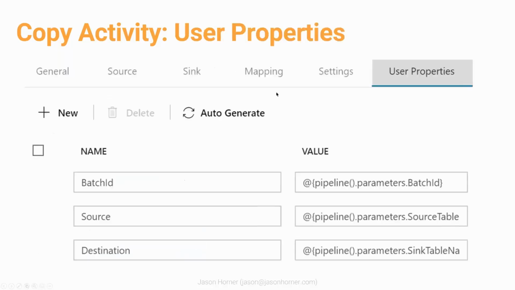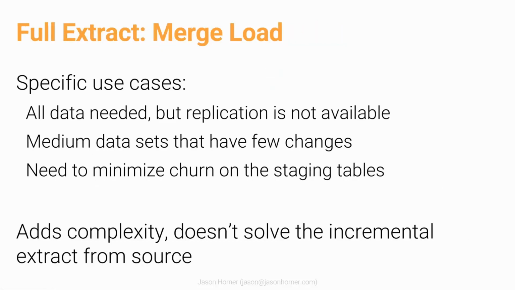And then I can also put some user properties. So these can be useful. So I've got a batch ID, which uniquely identifies which ETL process I'm doing, as well as a source and a destination, and it'll populate those into the actual log, the ADF execution log.